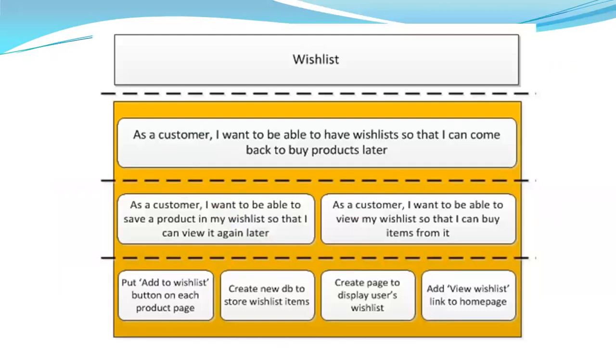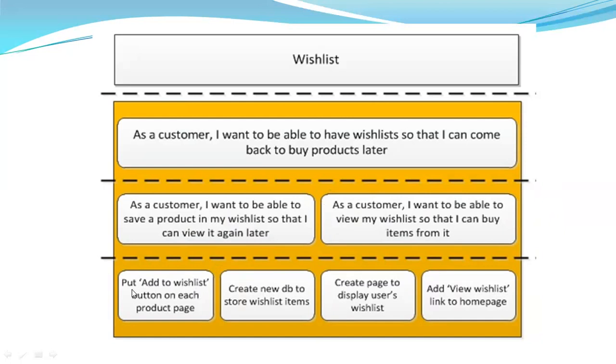So here you can divide into two ways. One is, as a customer, I want to be able to save a product in my wish list so that I can view it again later. And then another requirement is, as a customer, I want to be able to view my wish list so that I can buy items from it. That means you can understand this item, right? So how different is this? This is only for view, but this is for purchasing the items. So there should be an option to purchase the item from the wish list. Now they are going to divide further.